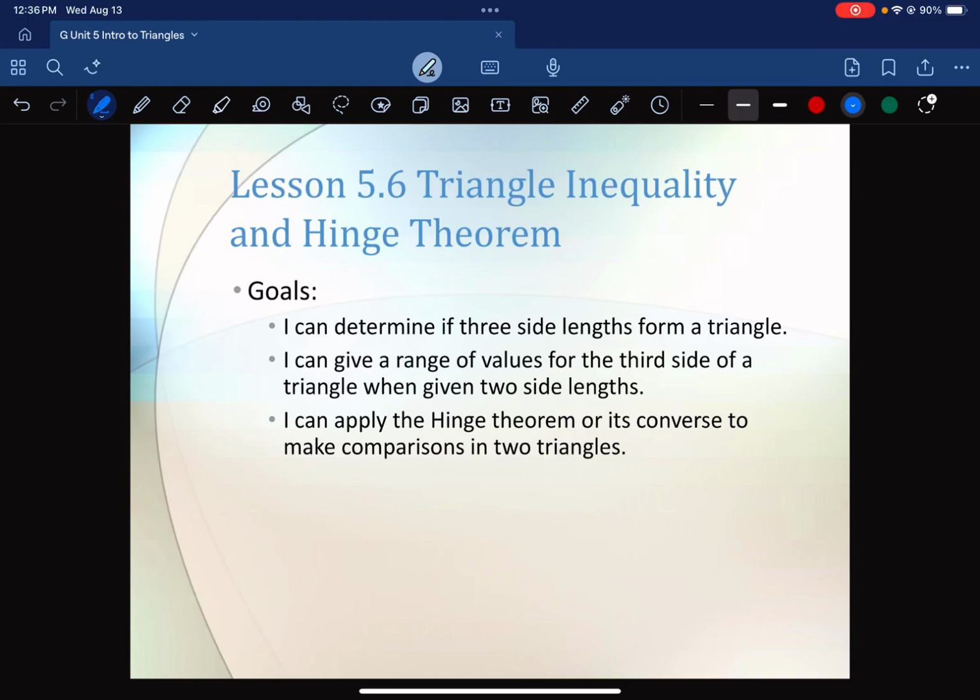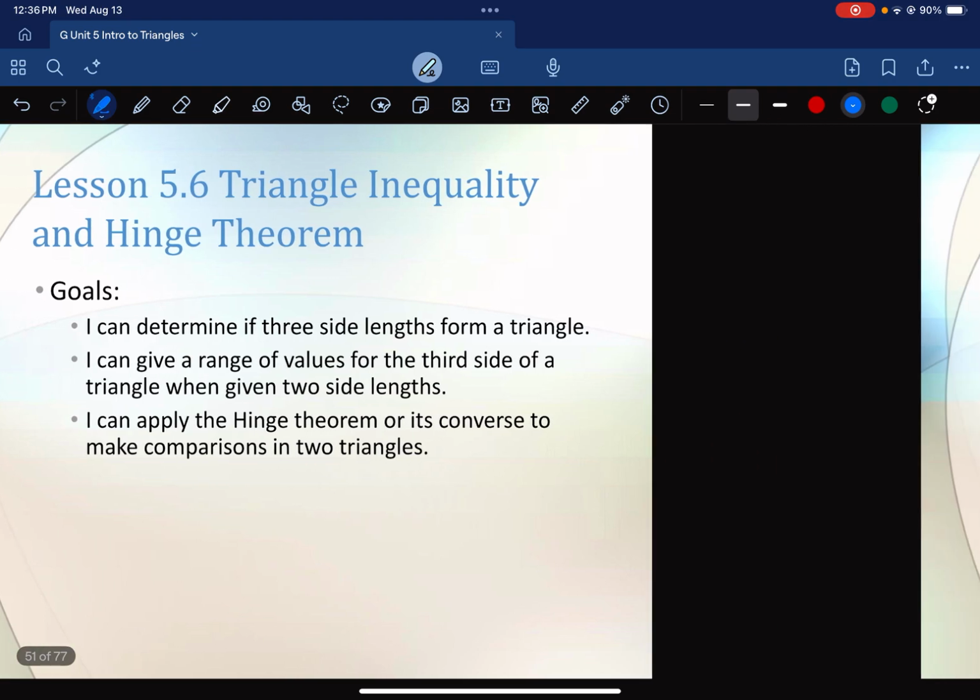This is lesson 5-6, triangle inequality and Hinge theorem for geometry. And really, there's three goals today. This is a big lesson, so it may take a little longer than usual. So I can determine if three side lengths form a triangle. I can give a range of values for the third side of a triangle when given two of the side lengths. And I can apply the Hinge theorem or its converse to make comparisons in two triangles.